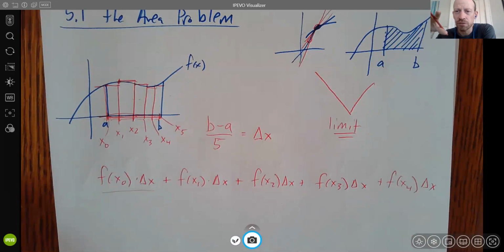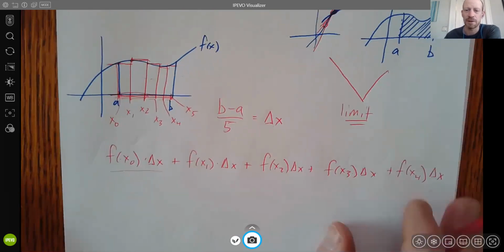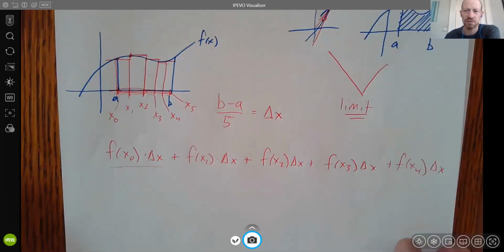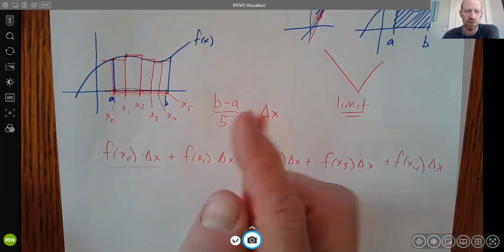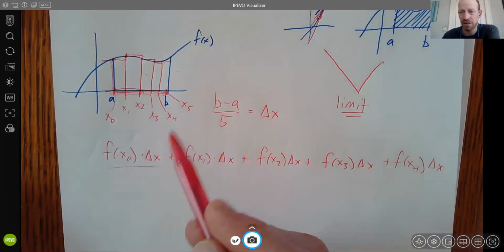Any questions so far? A lot of it really is not a revolutionary idea at this point, right? I'm just adding rectangles together. There is some notation here, like how I write those parts, but it should be just adding the areas of the four rectangles together.